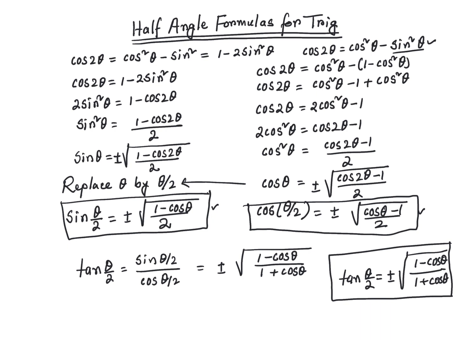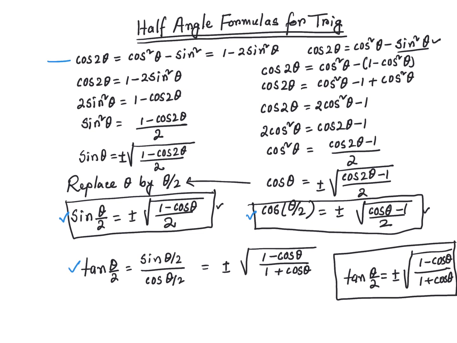So what have we done here? We have derived the half angle formula for sine. We have derived the half angle formula for cosine, and then we have used these two values to derive the half angle formula for tangent, because tangent is sine over cosine. And we used the formula cosine of 2 theta is equal to cosine squared theta minus sine squared theta to derive all of this.